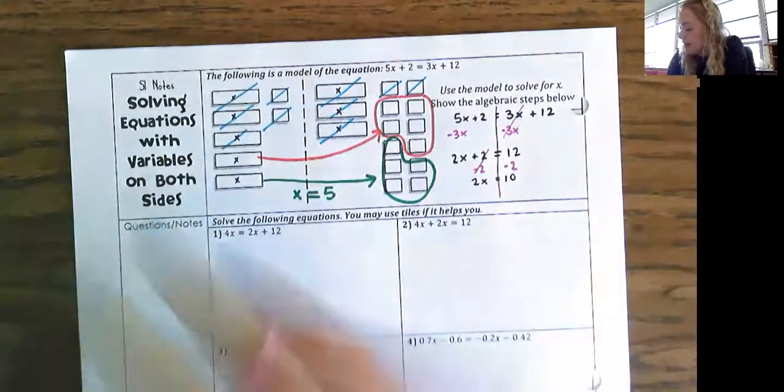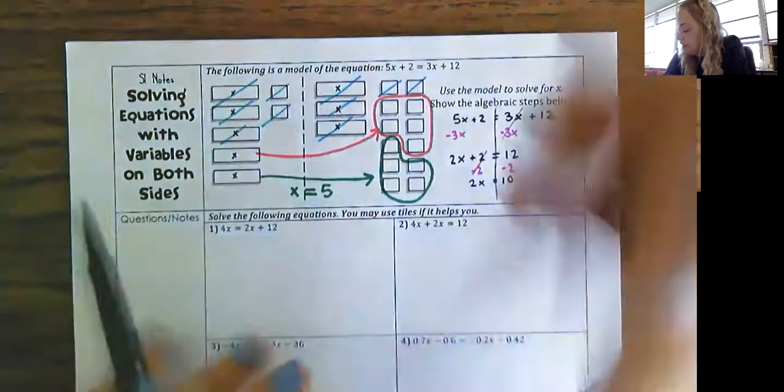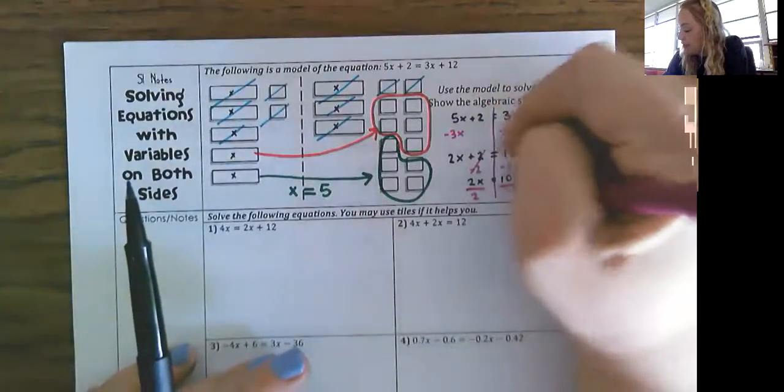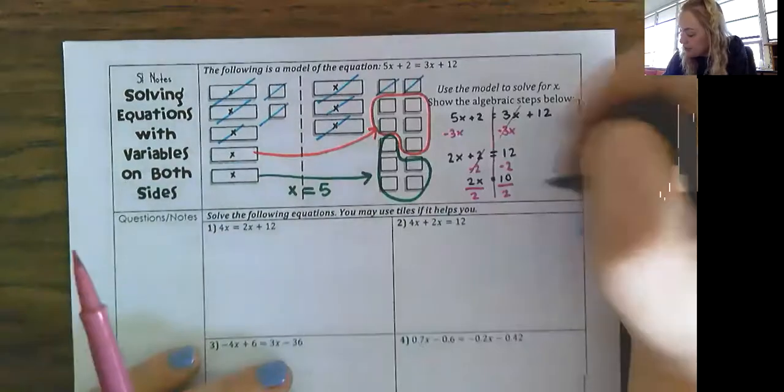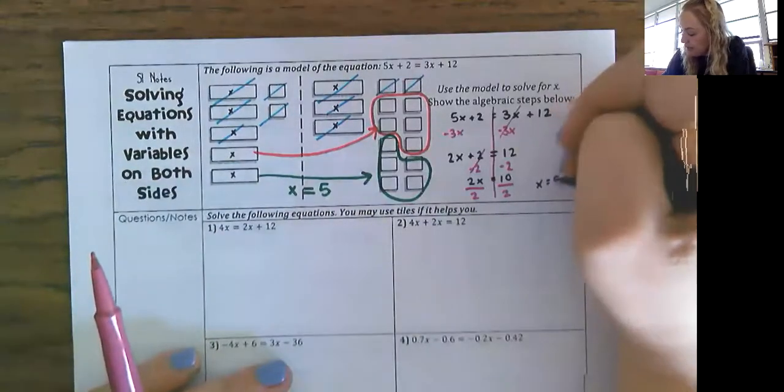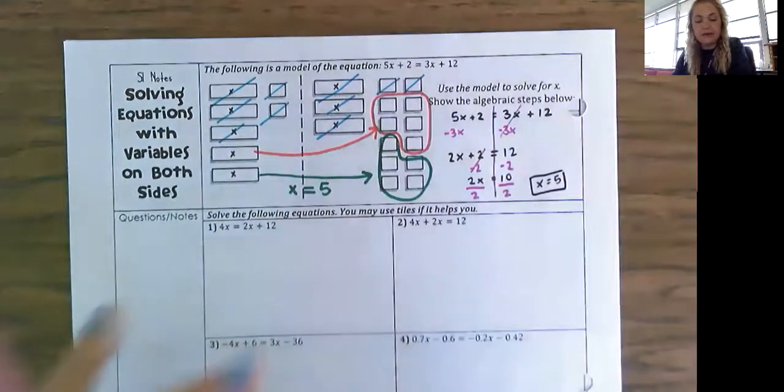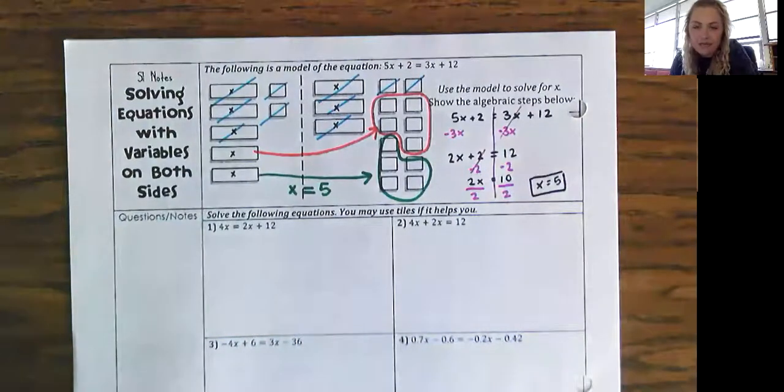The last thing that I would have to do to undo the multiplication of 2 times x is divide by 2. 10 divided by 2 gives us x equals 5. So that was your quick reminder on solving equations.